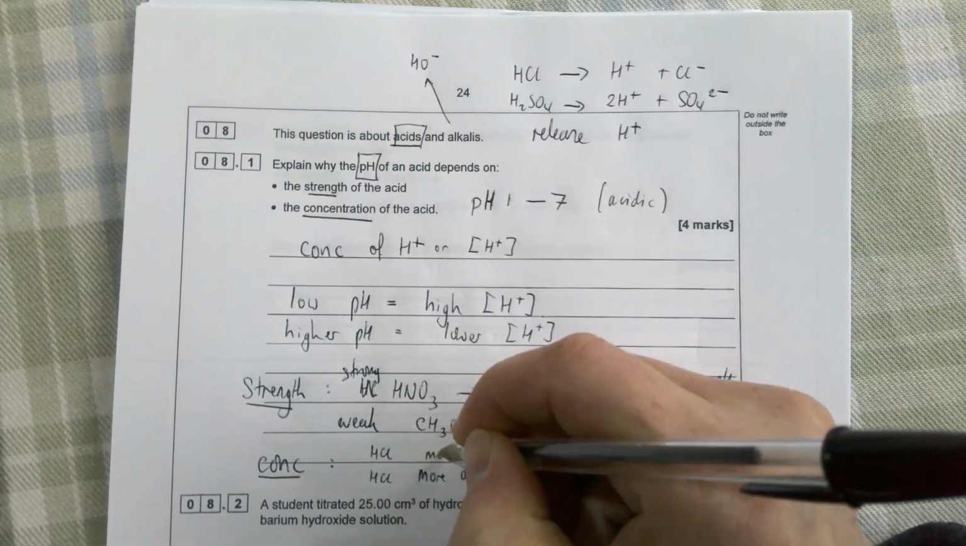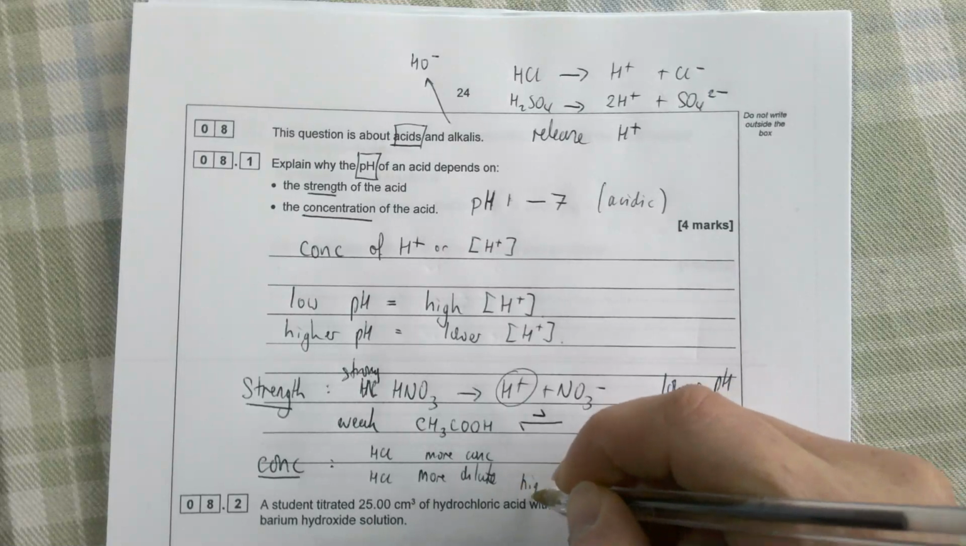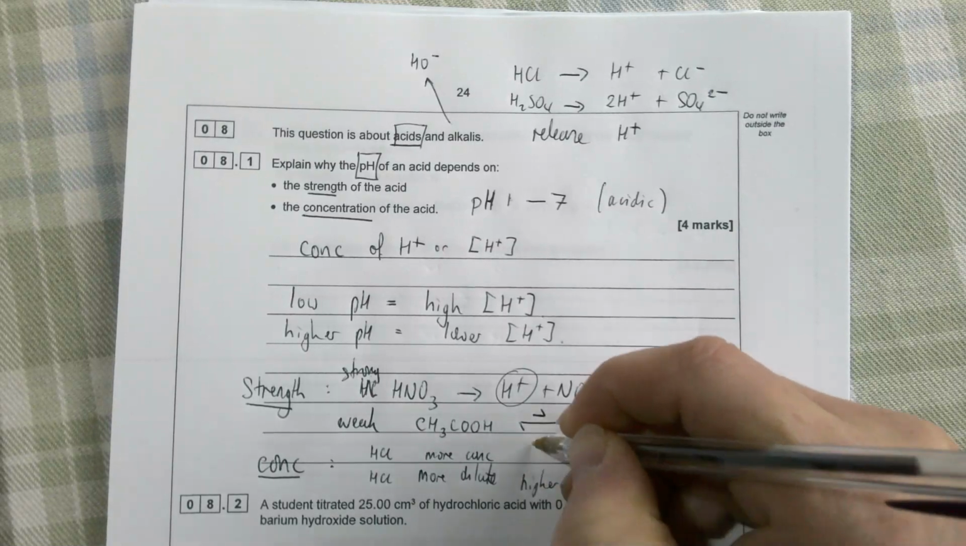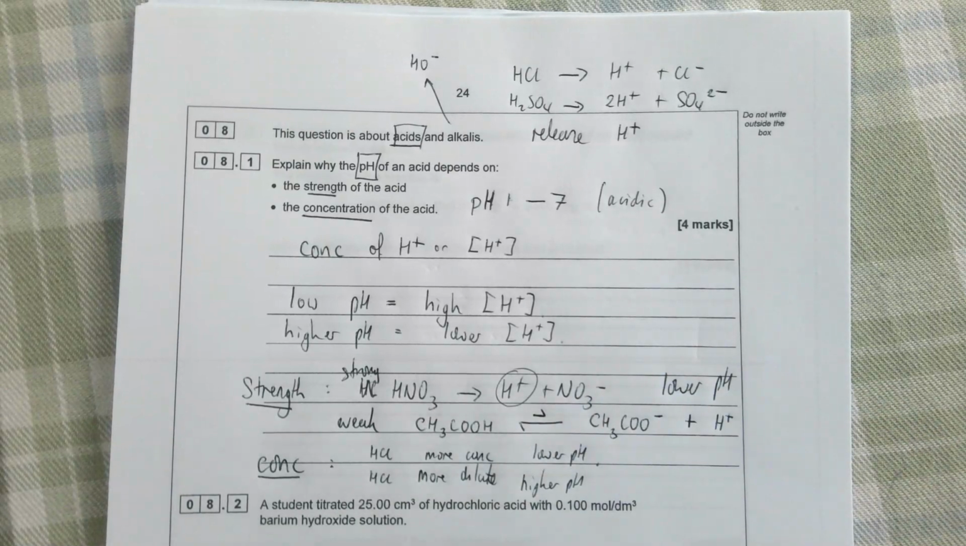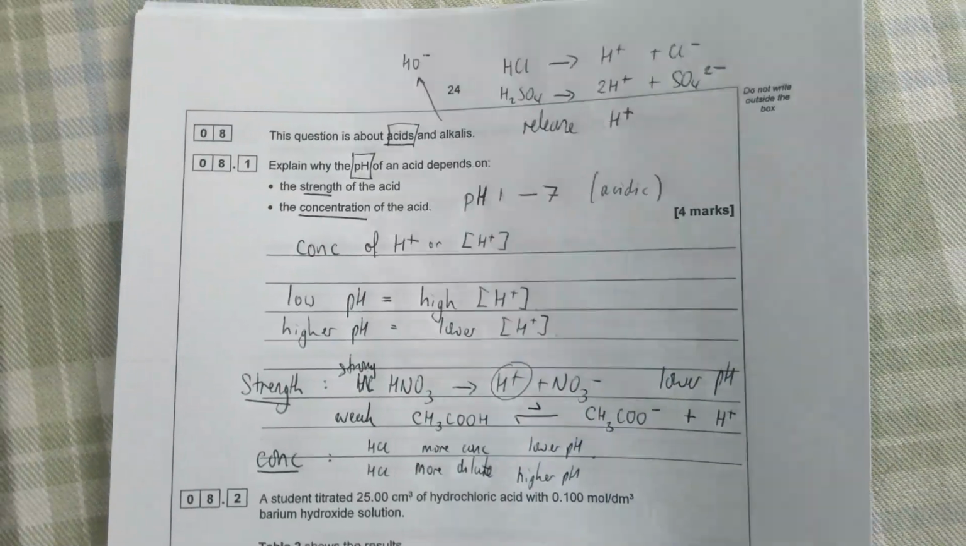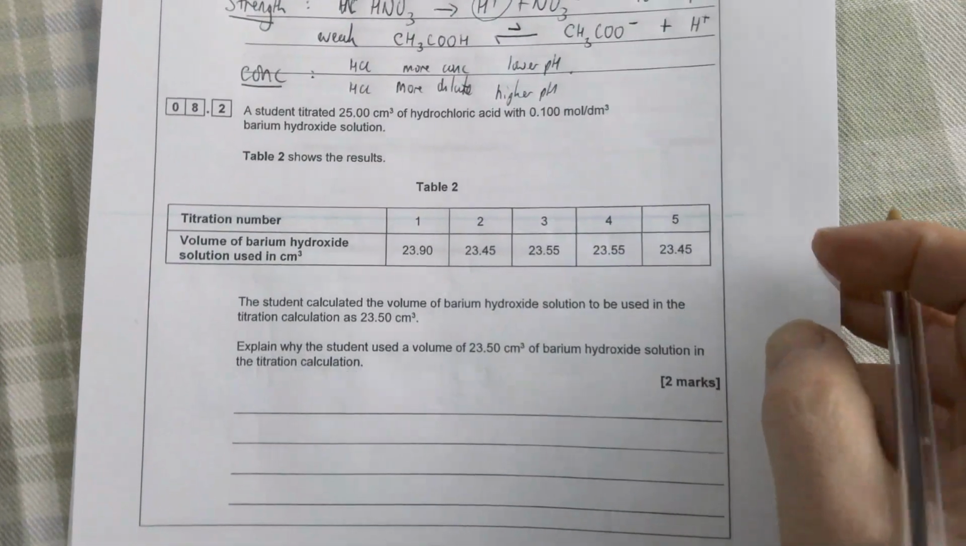So it's linking the idea that more dilute equals a higher pH, and more concentrated equals a lower pH. So it's quite a lot there for 4 marks. It's definitely worth something that's hopefully something you'll discuss in your lessons over the last few weeks.